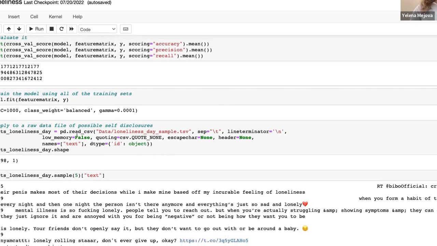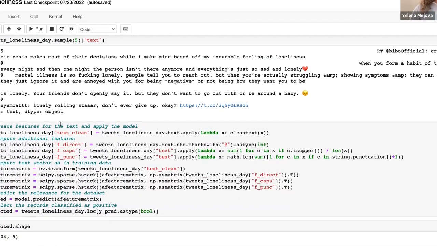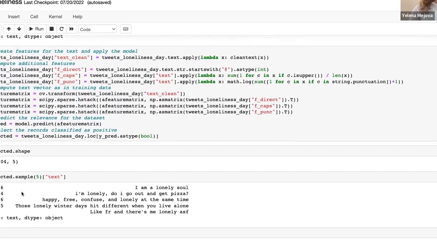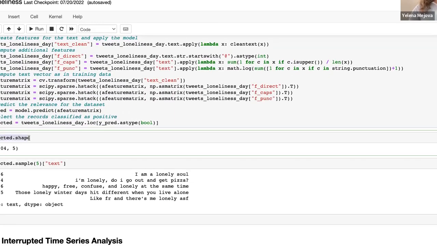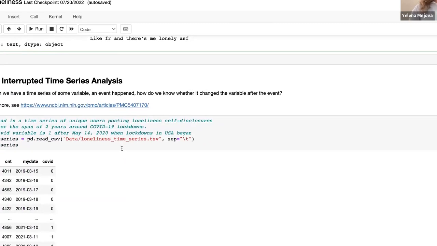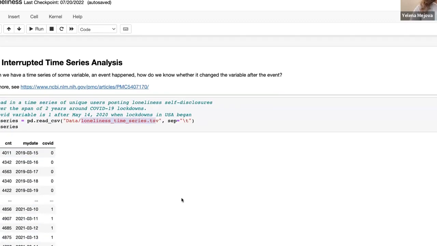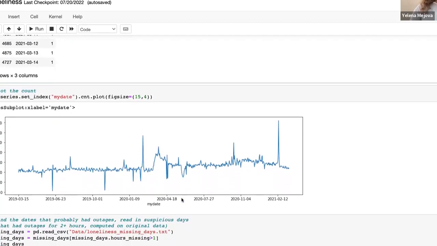So we train the model, we apply it to our tweets. So this is where we process the tweets, and in the end, we get some kind of sample of our tweets. But if you do this for a lot of your data, you can actually look at it moving over time. So this is a time series of these lonely tweets over many days. And what you can do is you can graph them.